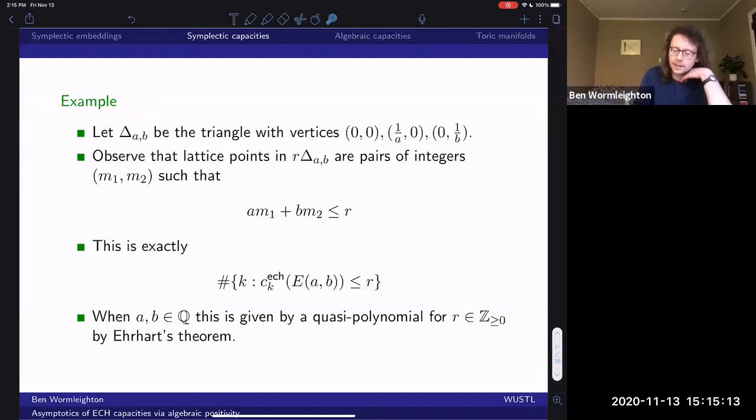And when A and B are rational numbers, 1/A and 1/B are rational numbers. This is a rational triangle. And by Ehrhart's theorem on the growth of lattice point counts in dilates of polytopes, this is given by a quasi-polynomial, at least for integral R. By a quasi-polynomial, I mean a polynomial with periodic coefficients.